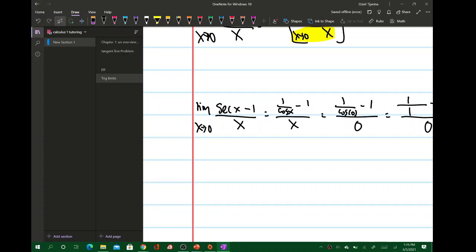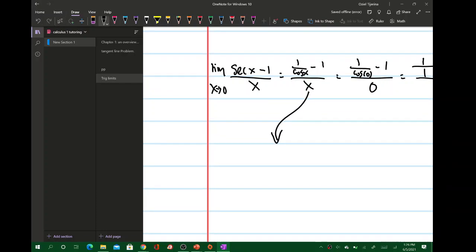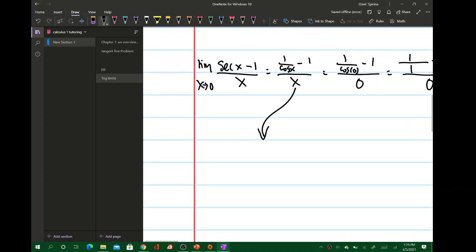Well, the way that we do this one is, since we already simplified it in terms of cosine, we can grab this: we have 1 over cosine x over x minus 1 over x, basically.